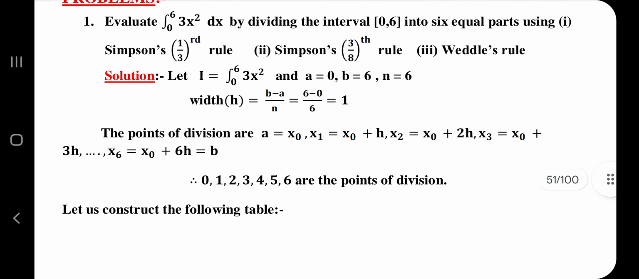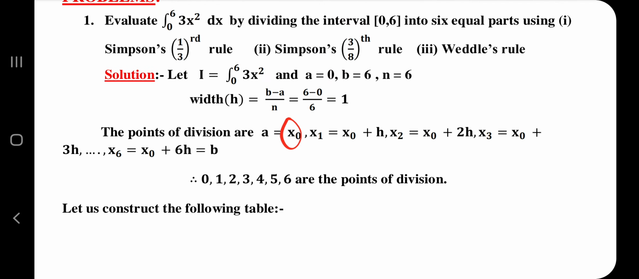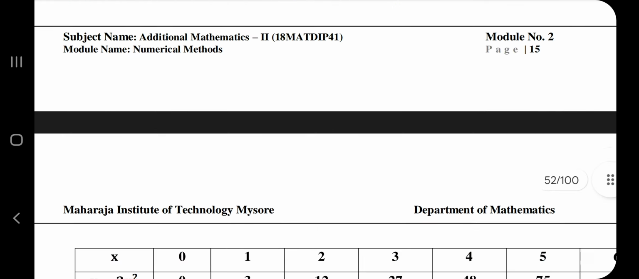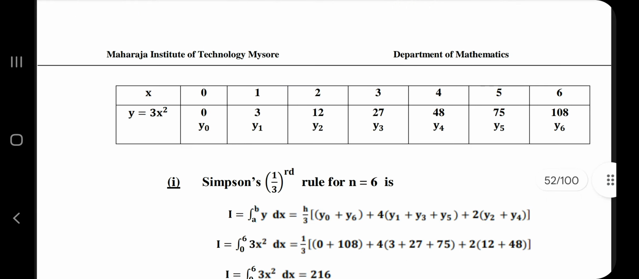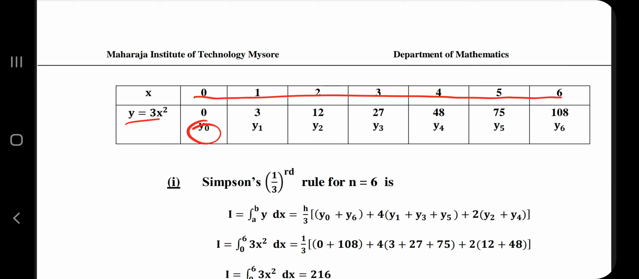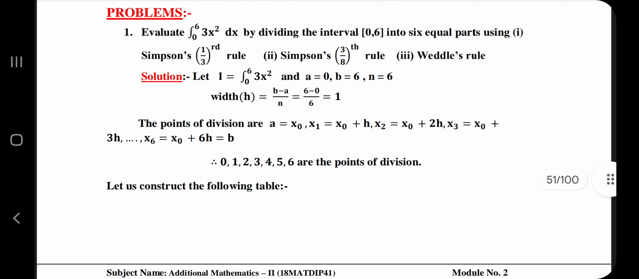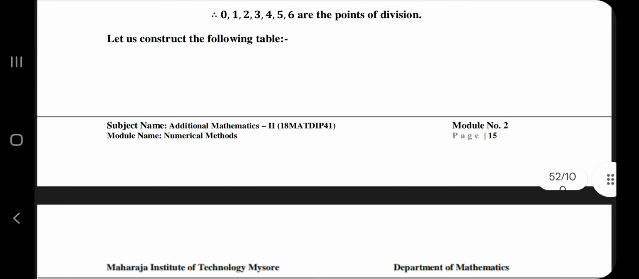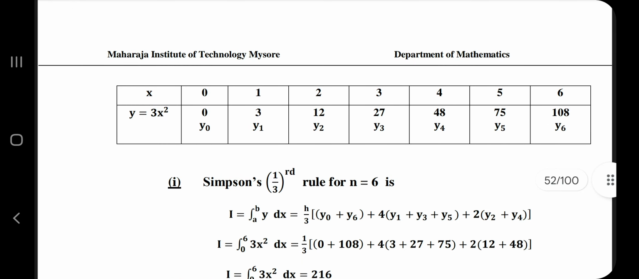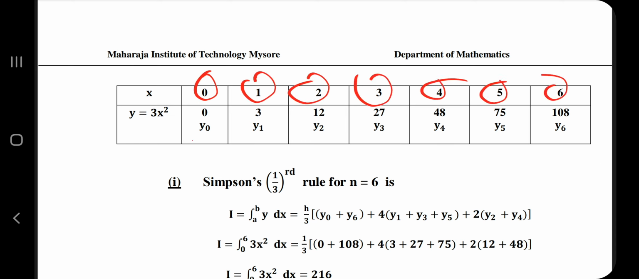After you have got that, what are the different points of division? How will you calculate them? X naught plus h, x1 plus h, x2 plus h, x3 plus h, and so on. So you will get the points of division. And let's consider the following table. Write the points of division here and write y is equal to 3x square. Y is equal to 3x square is the equation given to us. So calculate the y value from x. X values are given in this way. You have to calculate the corresponding y values.